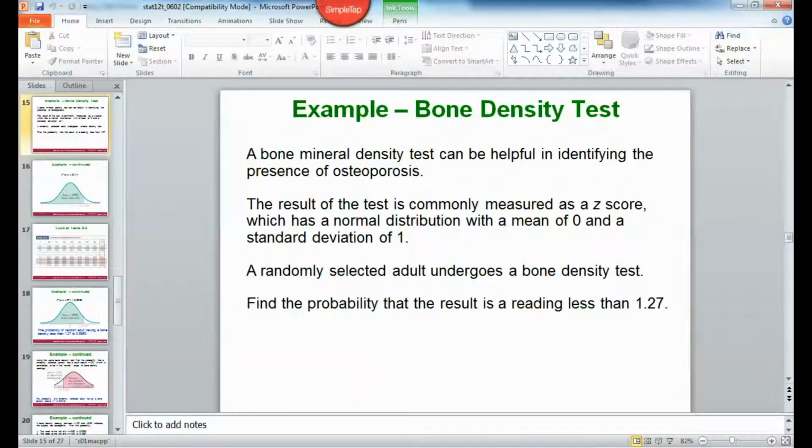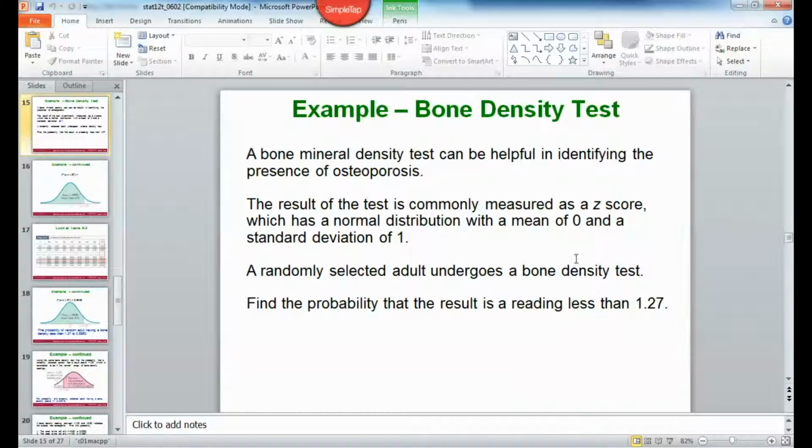All right, here is an example. Bone density test. This should be interesting to the majority of you out there. If not, you may be in the wrong profession. A bone mineral density test can be helpful in identifying the presence of osteoporosis. The result of the test is commonly measured as a z-score, which has a normal distribution with a mean of 0 and a standard deviation of 1. A randomly selected adult undergoes a bone density test. Find the probability that the result is a reading less than 1.27.